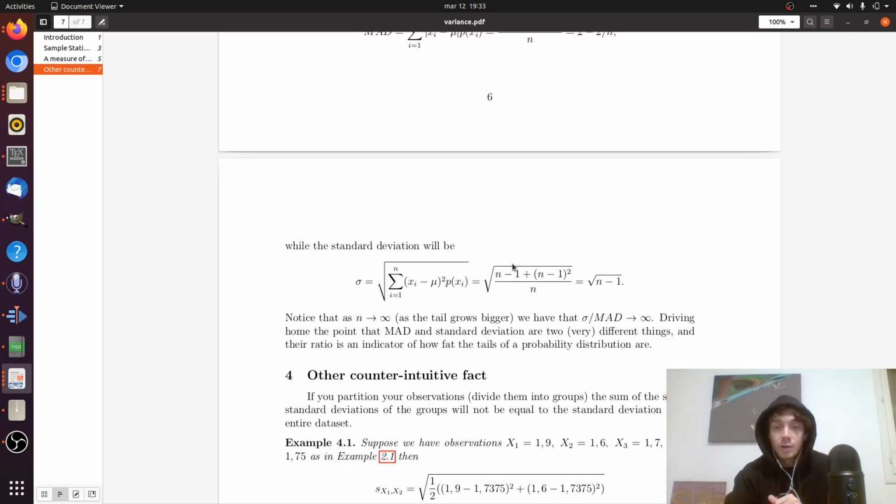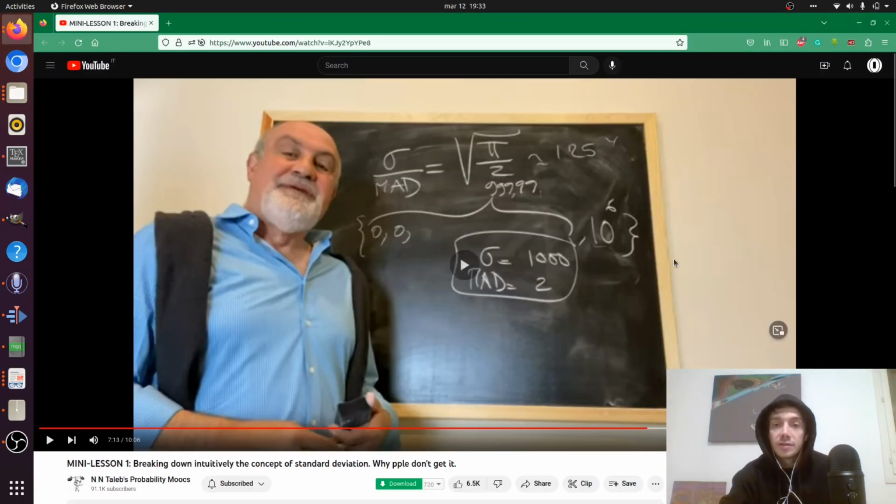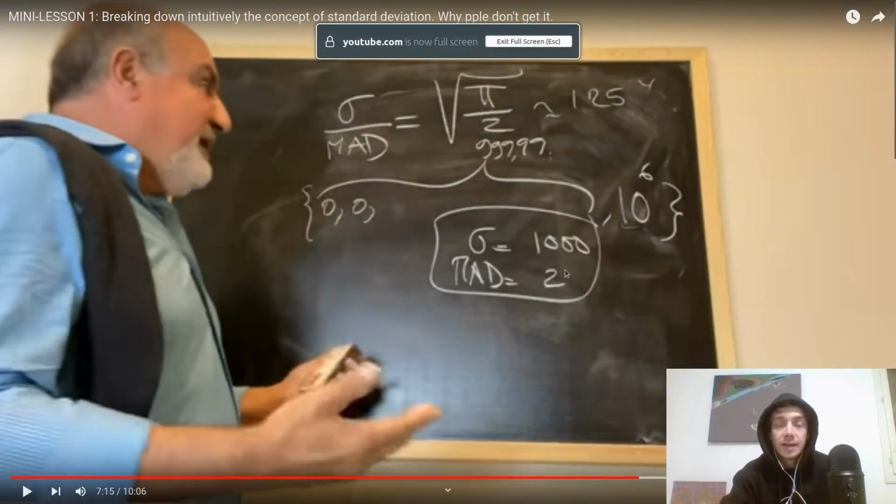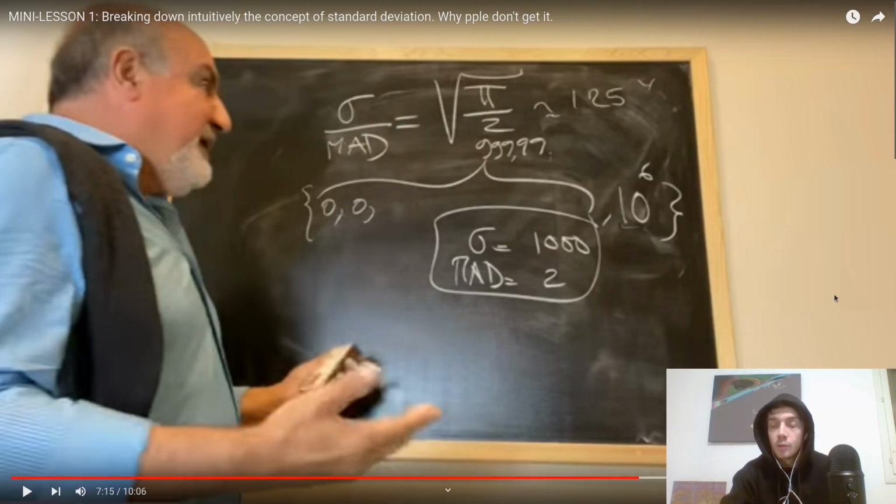So again, we're driving the point home that the mean absolute deviation and the standard deviation are two very different things. And the ratio is an indicator of how fat are the tails of a certain probability distribution. Lovely. So thank you for this nice example. Let me just say that here he's just approximating the mean absolute deviation with 2. So don't worry about that.